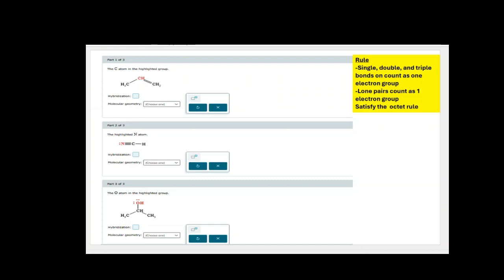Next, I'll be showing you how to solve the ALEKS problem, provide hybridization and molecular geometry. So what ALEKS is basically asking for is the hybridization and then the molecular geometry, really the shape, for this one. The rules are that single, double, and triple bonds only count as one electron group. Lone pairs only count as one electron group, and ensure that we're satisfying the octet rule.